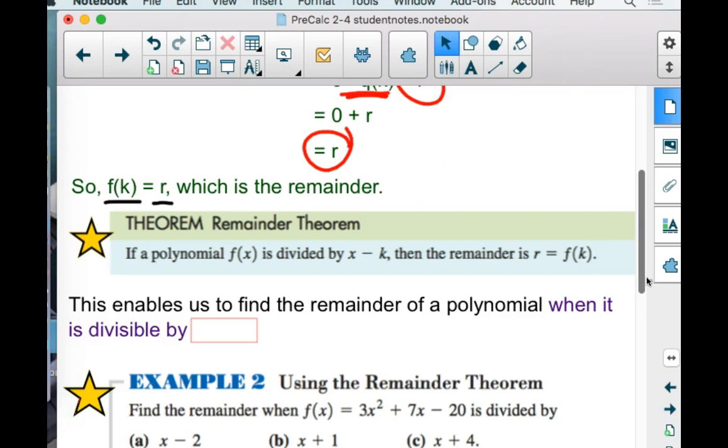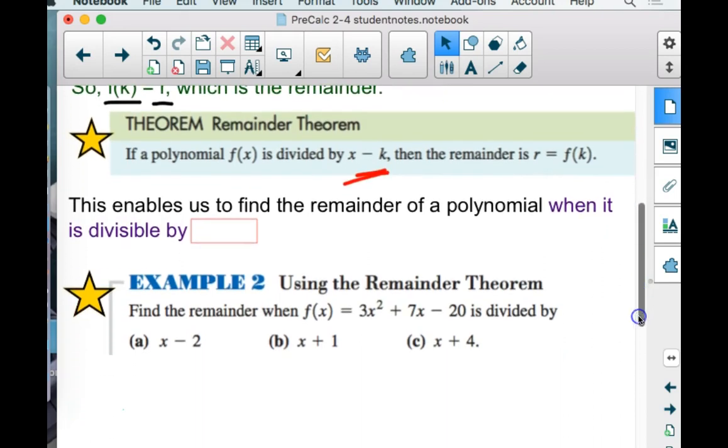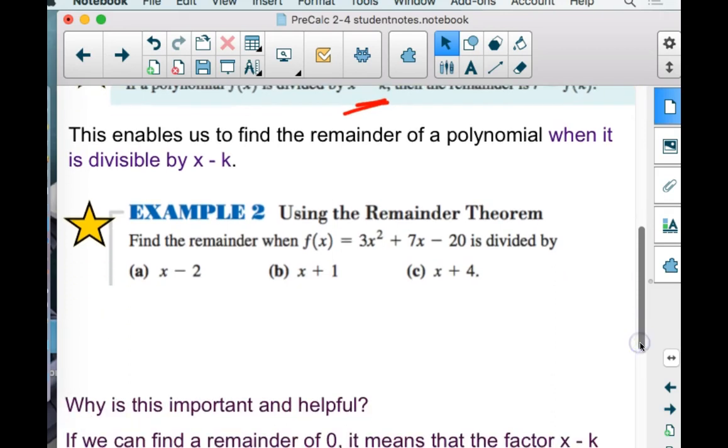So the remainder theorem says if the polynomial f of x is divided by x minus k, then the remainder is r equals f of k. Well, yeah. So if you put k into this function, as we saw up there, we're going to end up with a 0, and the only thing that will be left is that addition of the remainder. So this enables us to find the remainder of a polynomial when it is divisible by x minus k. So what does this mean? It means we're going to be able to use some shortcuts for things, and that would be when we have an x to the first with a minus k behind it. And in this case, if we just want to figure out what the remainder is, that means we find the 0 and we substitute that in to get the remainder.